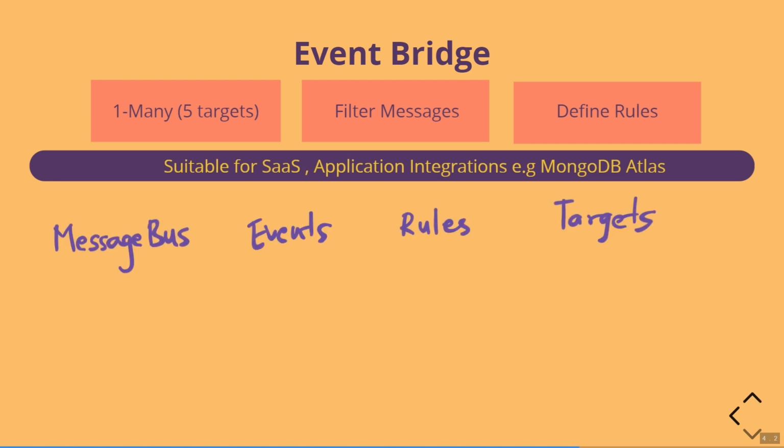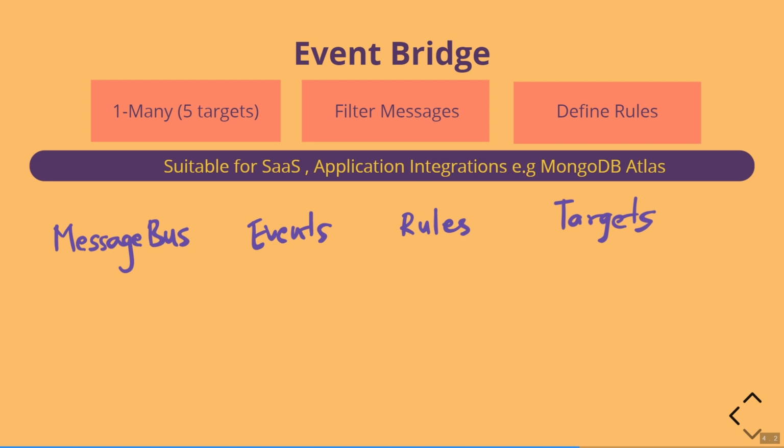Here, we need to be aware about 4 important parts. One is the message bus, events, rules, and targets. By default, there is a default message bus that is configured within Event Bridge. It's always recommended that you create your own message bus. Let's say if you are concerned about orders, then you create an order bus. The messages that each service sends are known as events here.